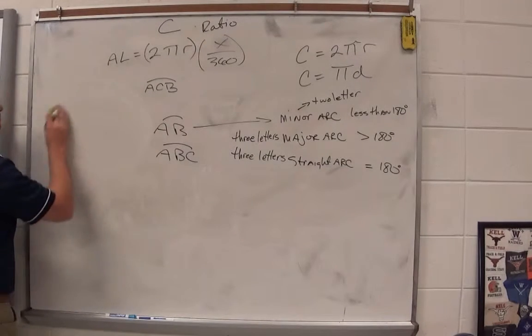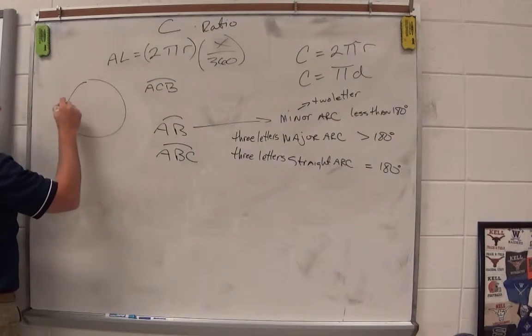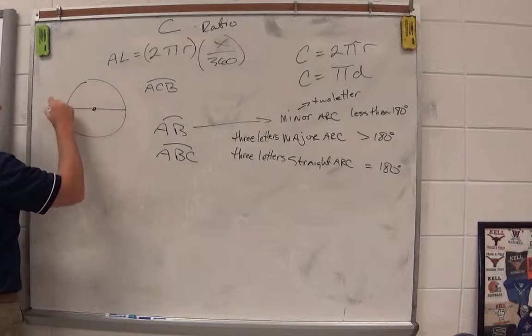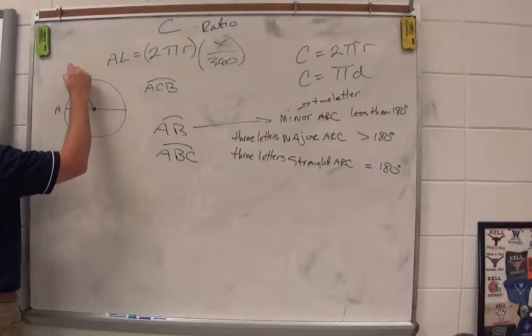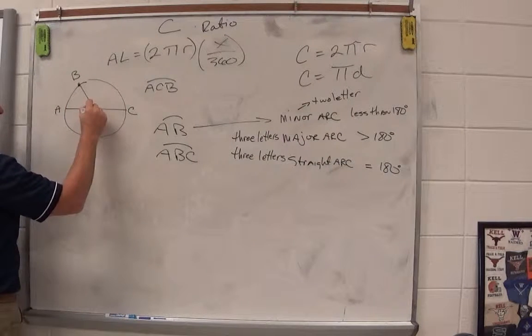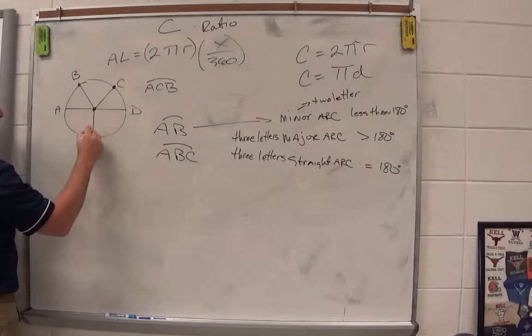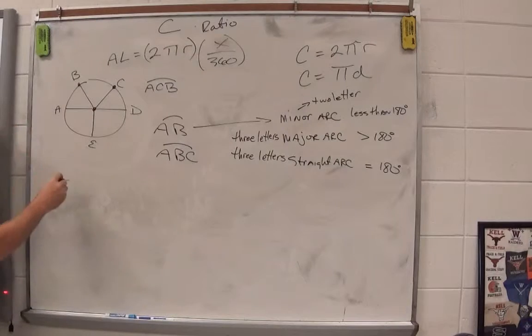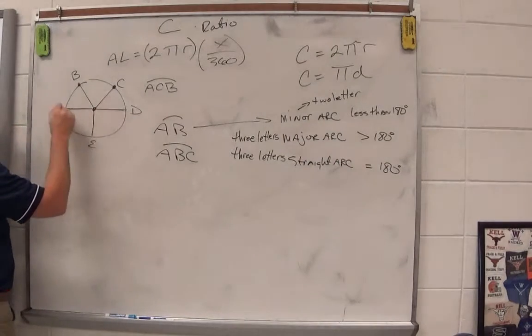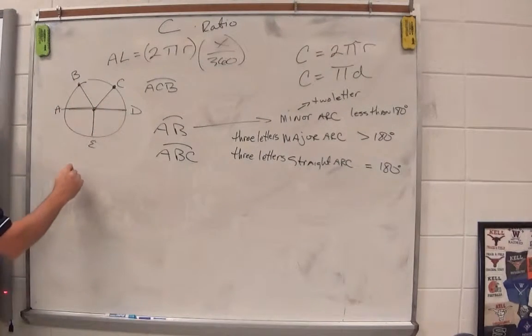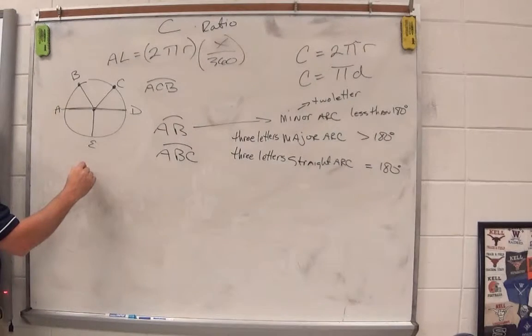Okay, let's do some more examples. Alright, here we go. A, B, C, D, and E. Okay? This is a straight line. This is the only straight line right here. So AD.